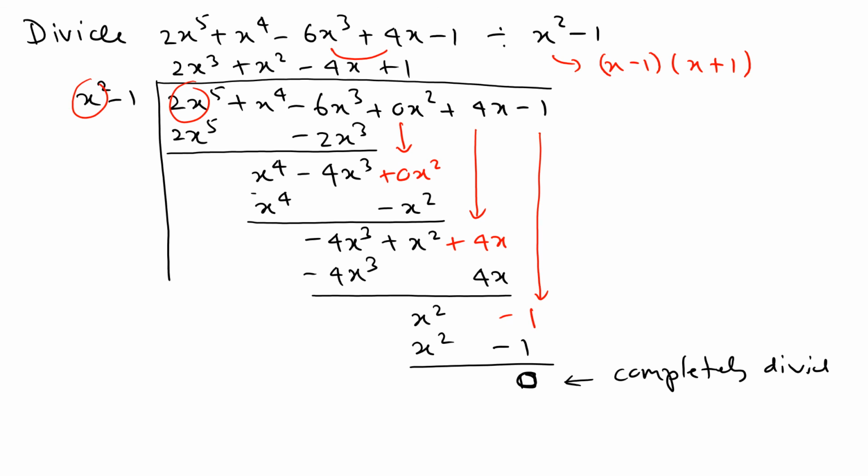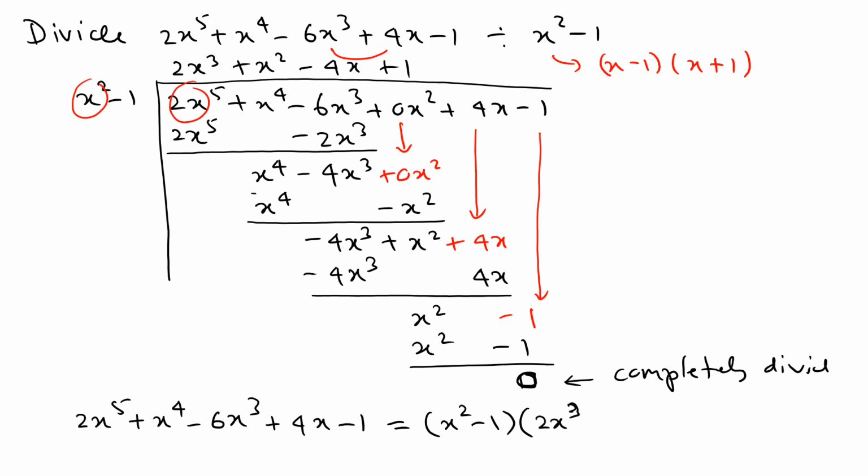So you can see that 2x to the 5th plus x to the 4th minus 6x cubed plus 4x minus 1 equals, when you divide by x squared minus 1, the quotient 2x cubed plus x squared minus 4x plus 1.